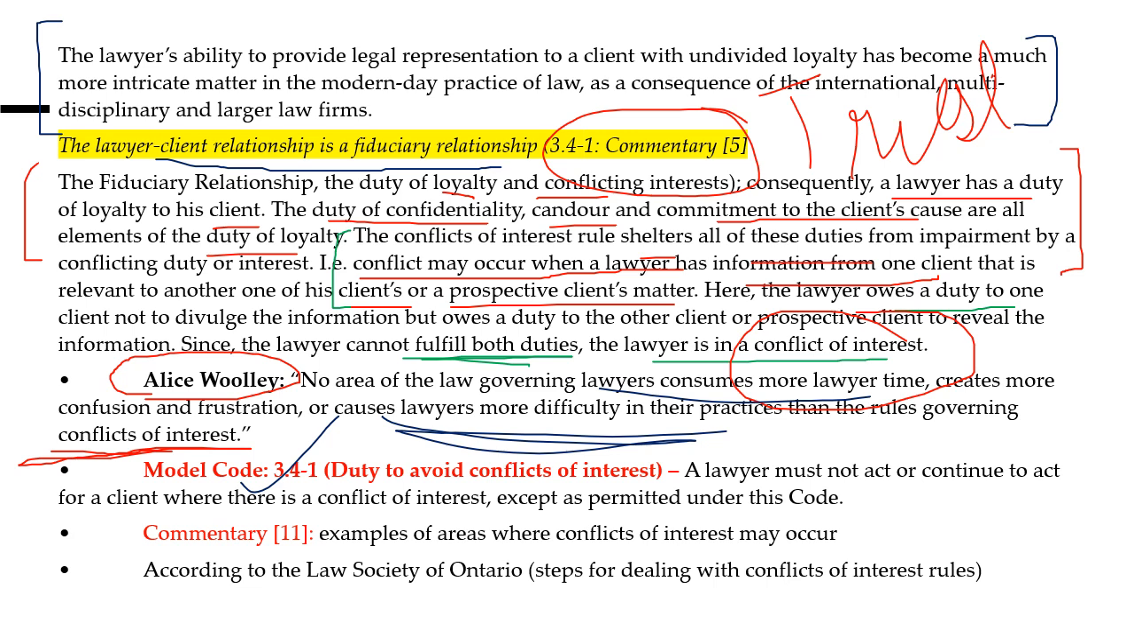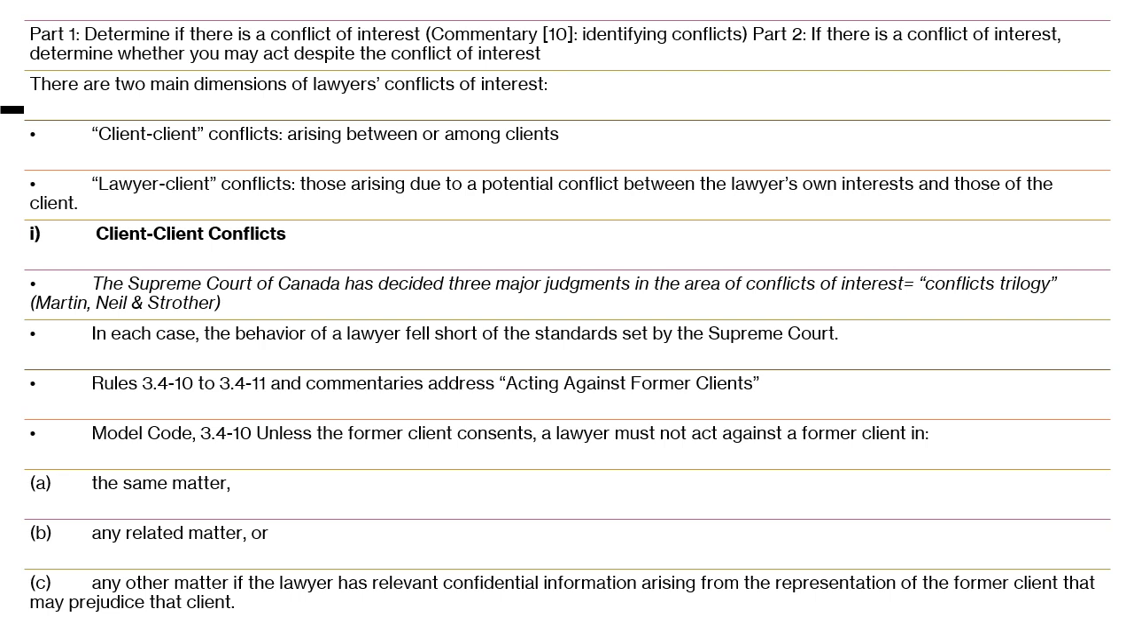A lawyer must not act or continue to act for a client where there is a conflict of interest, except as per the guidelines, as per the permission given by the Model Code. So what are the examples? Examples where conflict of interest might arise are given under commentary 11. According to the Law Society of Ontario, there are steps for dealing with conflict of interest rules.